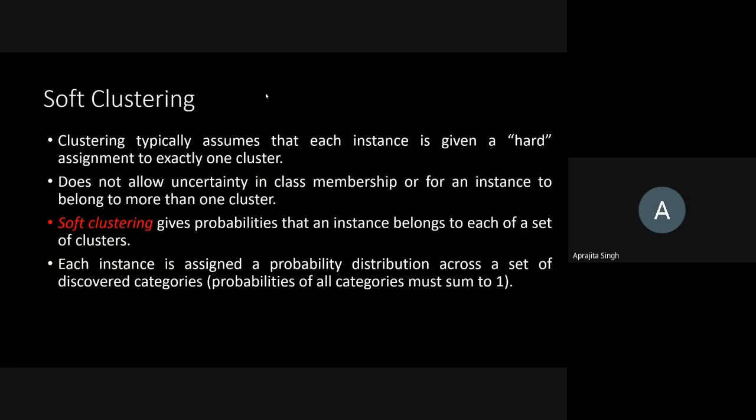So in soft clustering, normally clustering, the k-means clustering that you see, typically assumes that each instance belongs to one particular cluster. It does not allow uncertainty in class membership or for an instance to belong to more than one class. But soft clustering gives probabilities that an instance belongs to each of the clusters. So it is giving a probability: there is a 60% probability that it will be coming from A or it will be coming from B. Each instance is assigned a probability distribution across the set of discovered clusters.